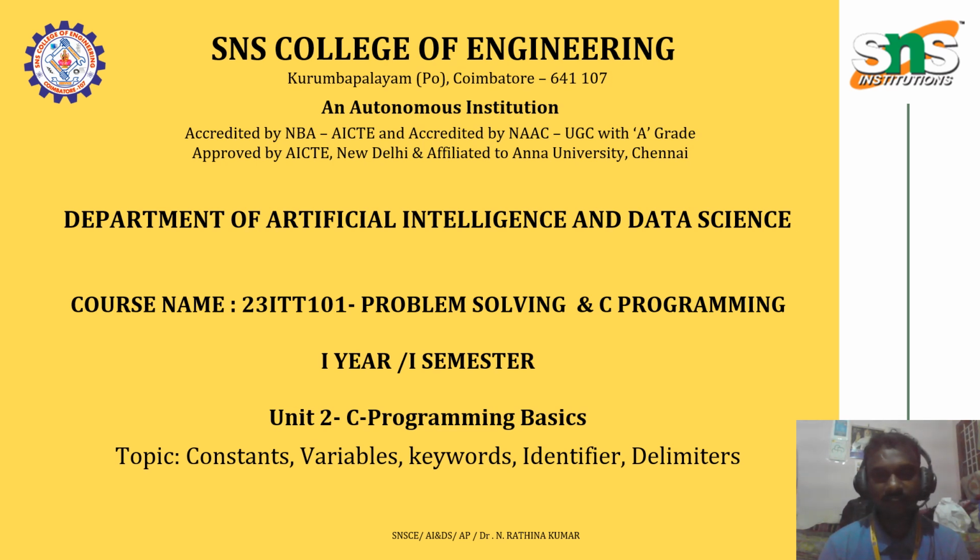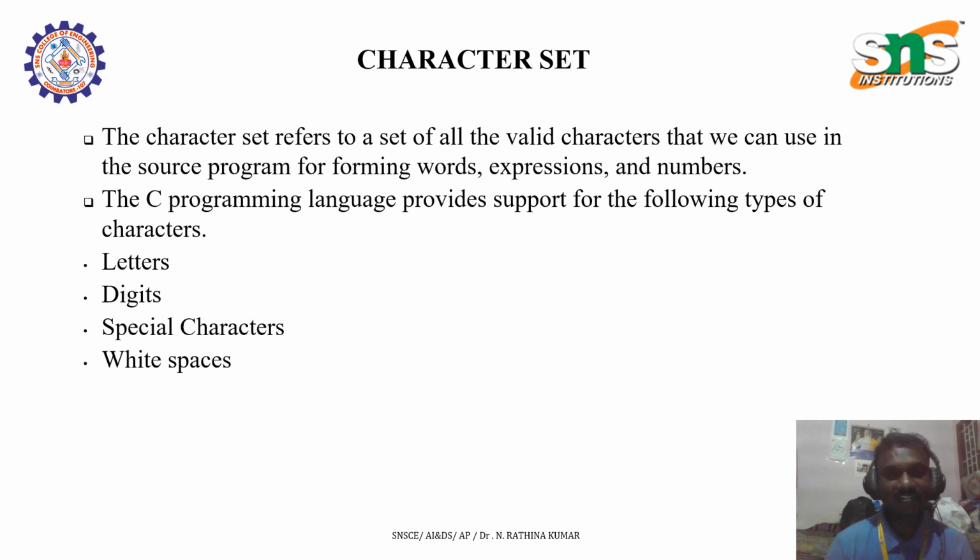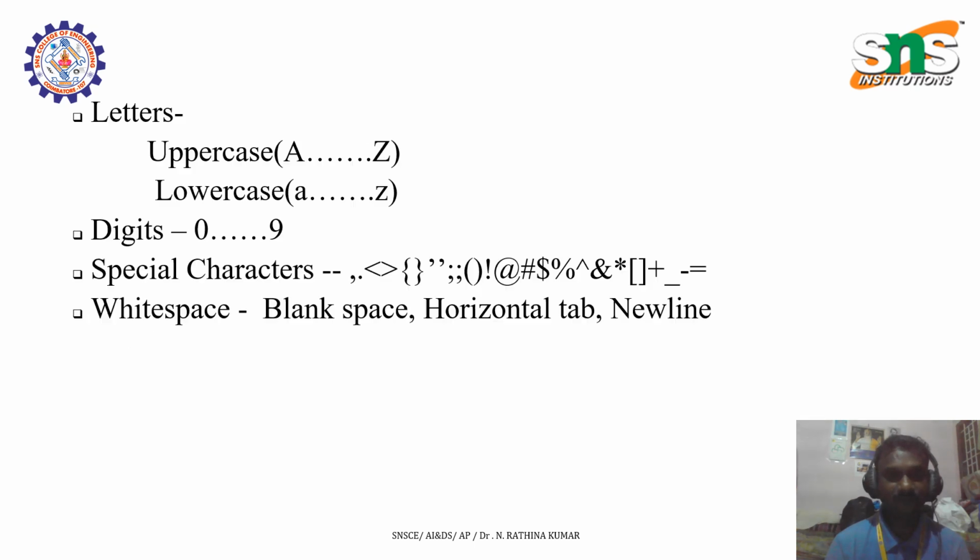In this presentation, we are going to see what is meant by constants, variables, keywords, identifiers, and delimiters. So let us start with the character set. What is meant by character set? The C programming language provides support for the following types of character sets, for example, letters, digits, special characters, and white spaces.